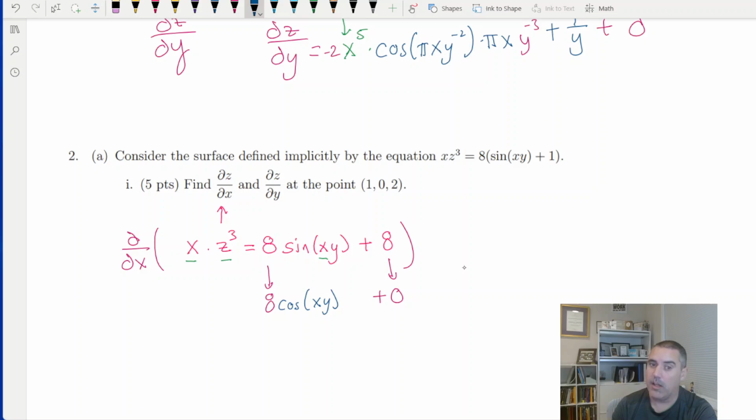The derivative of x is 1. Y is a coefficient, so there's just going to be a y here. The part that challenged students was this side. I do have two variables here, two things that are being treated like variables.